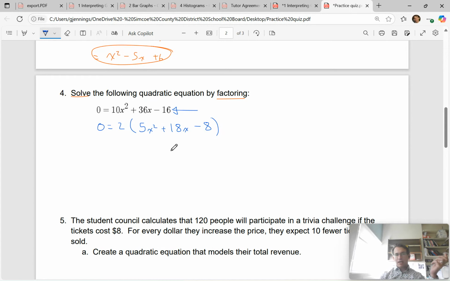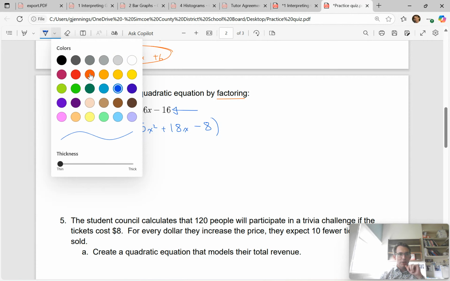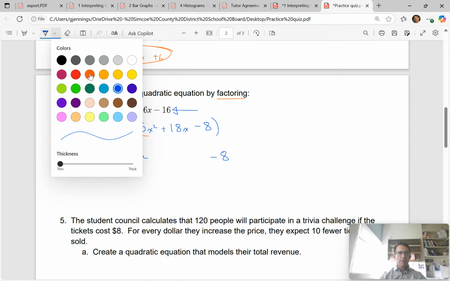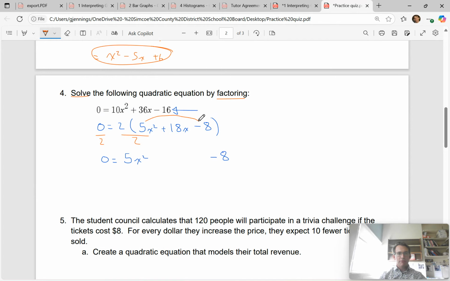So now I can actually go ahead and divide both sides by 2. And the cool thing about equations equal to 0 is 0 divided by 2 is still 0. So that's fine. We now have 0 is equal to 5x squared plus 18x minus 8. But before we get in there, I'm going to do this. 5 times minus 8, same process as above. 5 times minus 8 is minus 40, and then 18. Okay? I'm looking for numbers that add to this and multiply to this, minus 40.